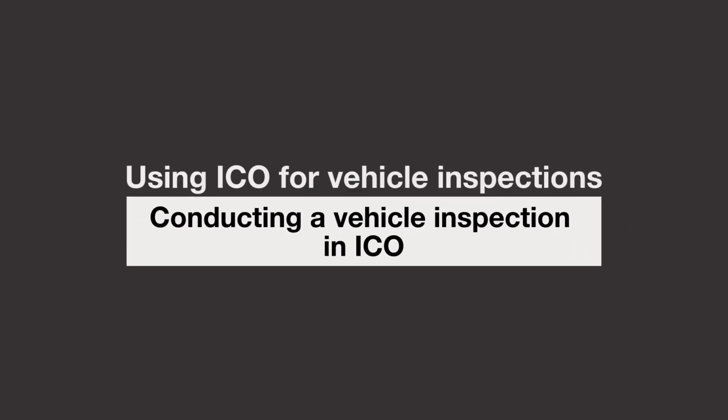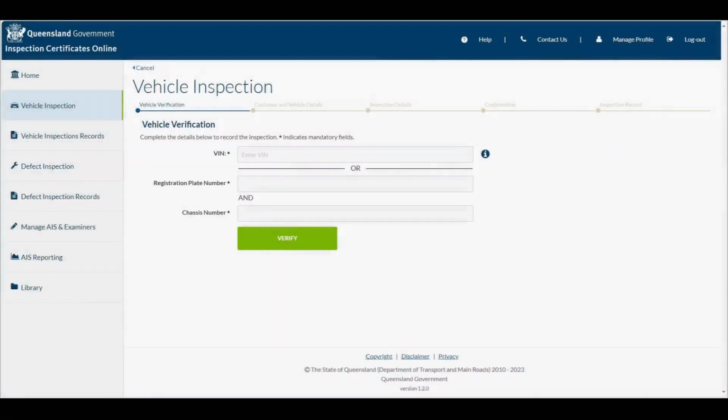Conducting a vehicle inspection in ICO. To conduct an inspection, click Vehicle Inspection and you will see this screen. You will need to verify the vehicle by entering the VIN or registration plate number and chassis number depending on when the vehicle was manufactured, and click Verify.